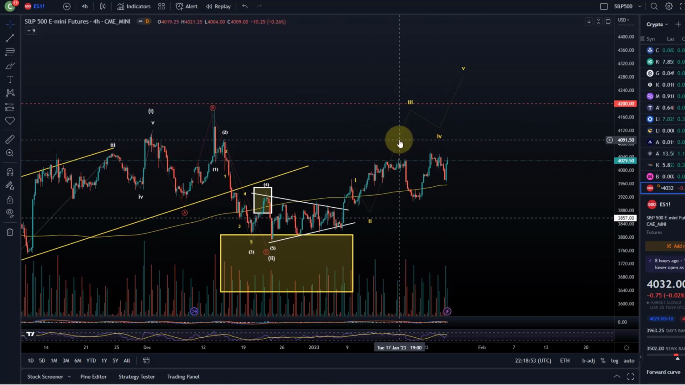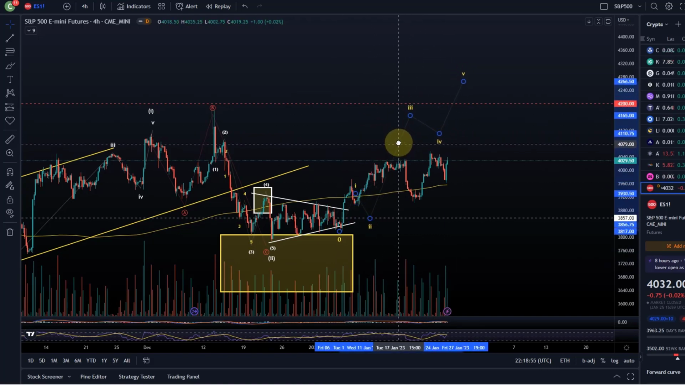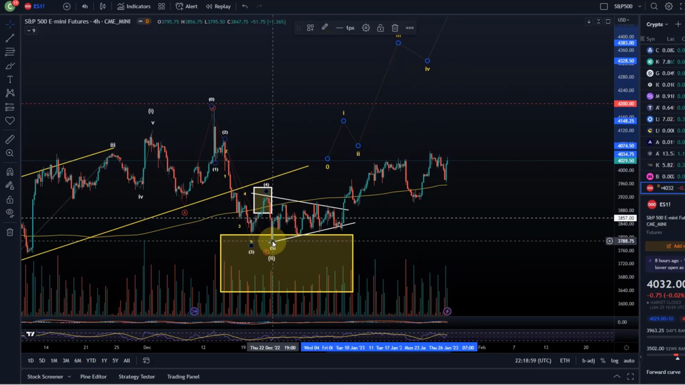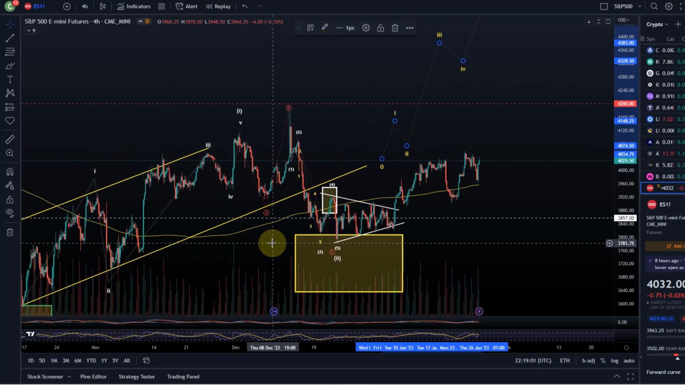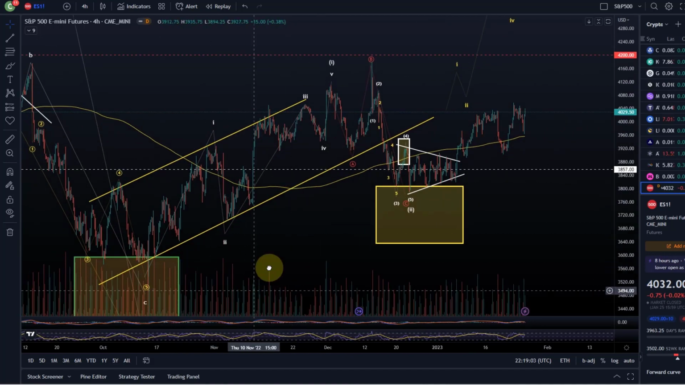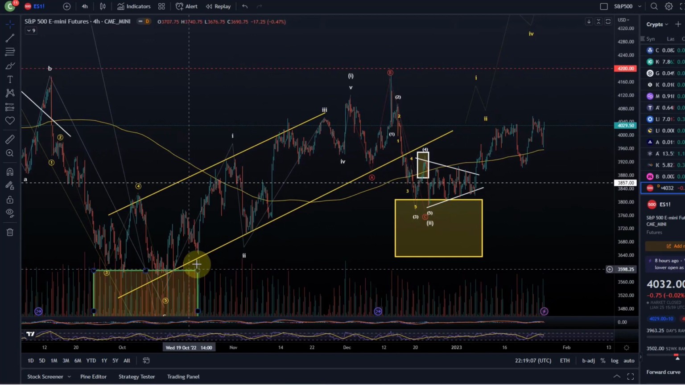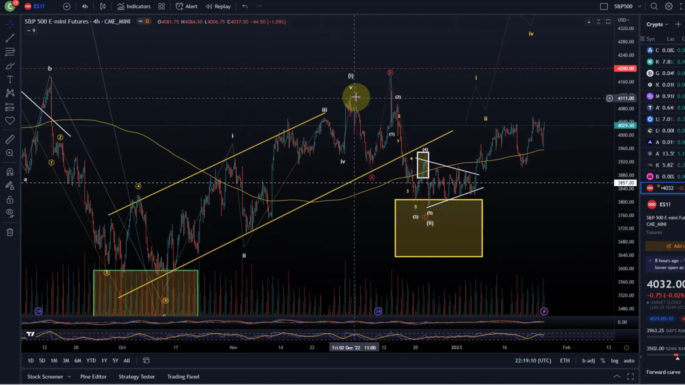This is of course not the count. This is how we had it in the last video. I'm going to move that around a bit. So obviously, we have to assume that the wave 2 that we talked about came off that low here, which was the October low, and moved up in 5 waves. That's still my view, that we moved up here. This was an overshooting B wave.